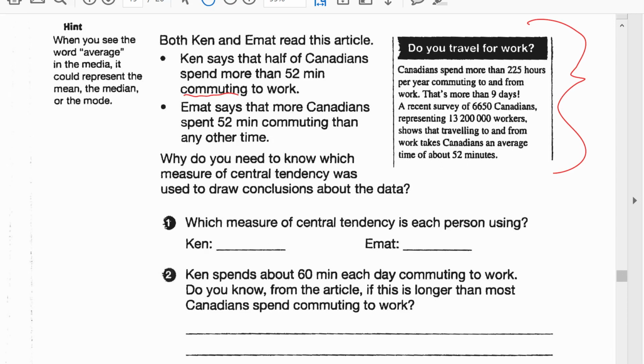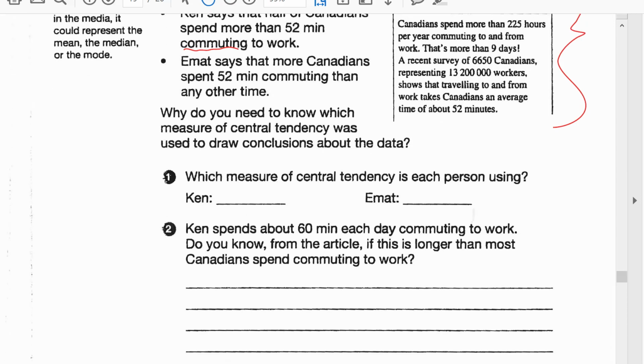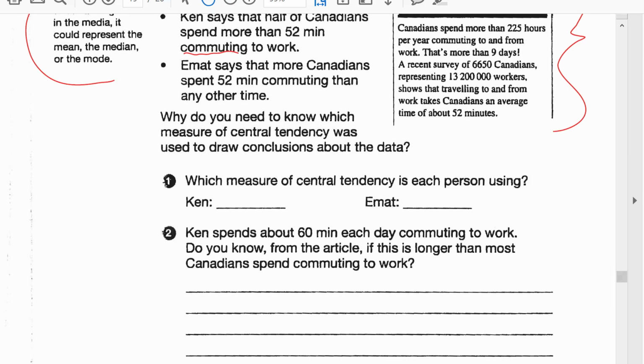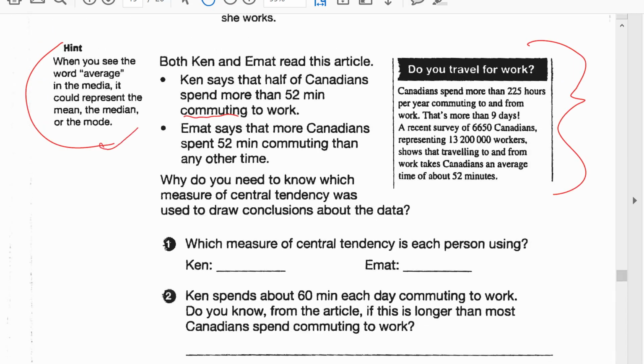Why do you need to know which measure of central tendency was used to draw conclusions about the data? And let's read the hint over here. When you see the word average in the media, it could represent the mean, the median, or the mode. Good to know. That means fake news, people.